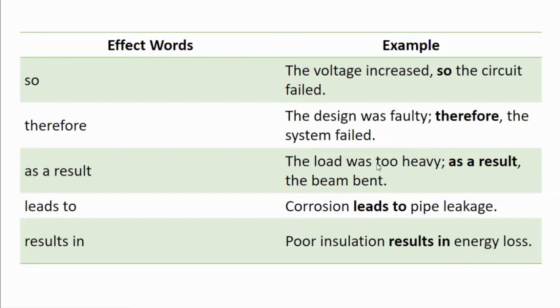In every one of these we have a cause. What is the cause here? Voltage increase, design was faulty, load was too heavy, corrosion, poor insulation, right? So then you can clearly see with these signal terms, right?